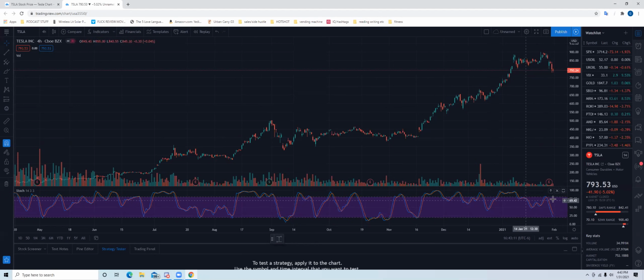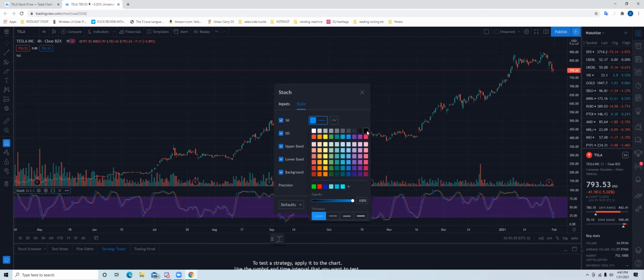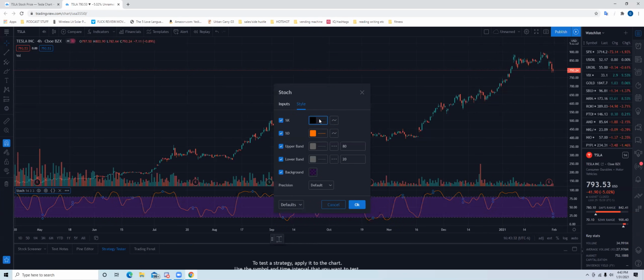It's kind of similar to... Let me ask you this real quick. Are these the colors that you already had for it, like in your example, or were they different colors? I had it in red and black. Red and black for the stochastics? Yeah, red and black. Okay, change this to black. Was the K black or was the D black?